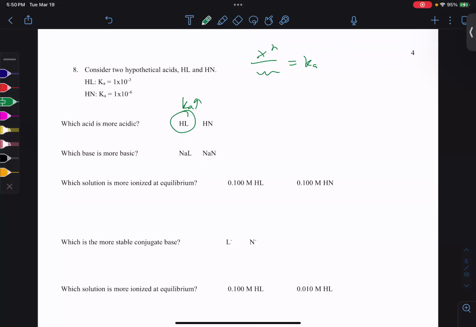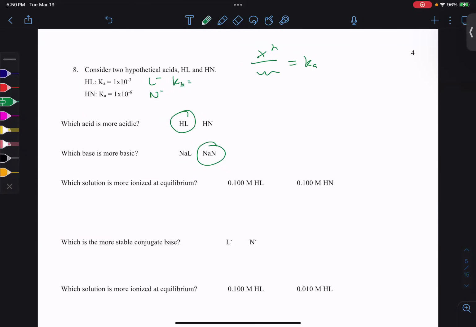So which one? NaN, yes. The weaker acid is going to have the stronger conjugate base. What we're actually doing in the background is comparing Kbs, but I didn't actually do it, right? So here, you told me, okay, yeah, HL is the stronger acid because Ka is bigger. So let's compare the conjugate bases, L minus and N minus. So both of those are bases. What is the Kb of L minus?